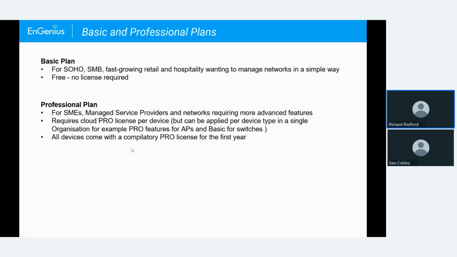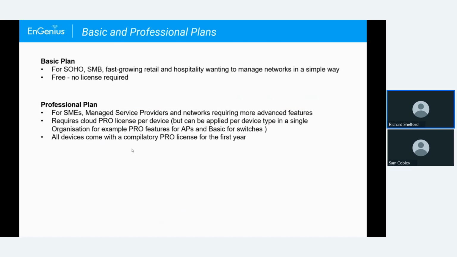And I don't need to worry about the Pro licenses for my switches in the environment, or vice versa. All devices come with a complimentary Pro license for the first year. So when you buy your device, you automatically get a capability to use the Pro features for the first year. If you wish to use them from year 2 onwards, then you will have to apply the licensing for it.